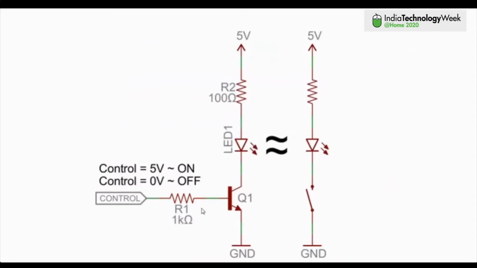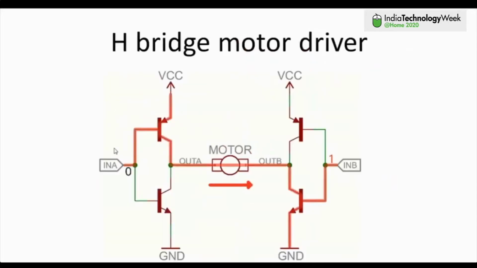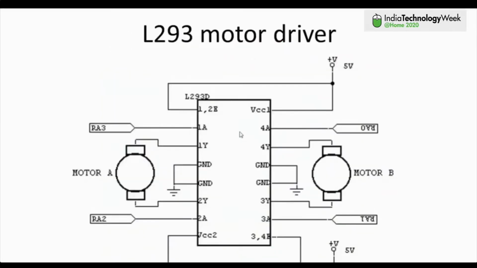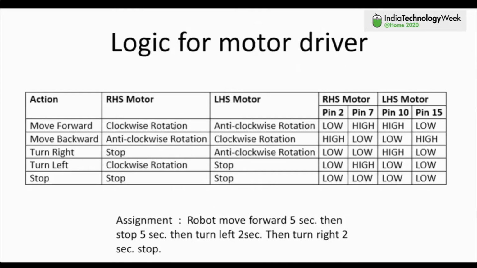You can make a driver circuit like this, if you want to make your robot. If you don't want to make that circuit, you can use this IC and interface your motor, that is the L293 motor driver IC. When we talk about robotics, this driver IC is the backbone of that robot. How you can use it, how you can make it, that is very interesting over here. These are control logic you can use, like move forward, move backward, turn right, turn left. This logic you have to build in your robot and you will be able to run it.